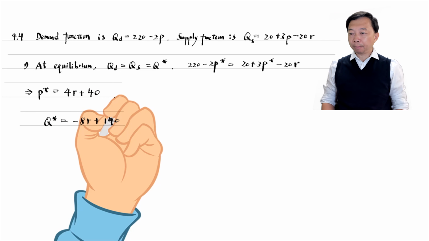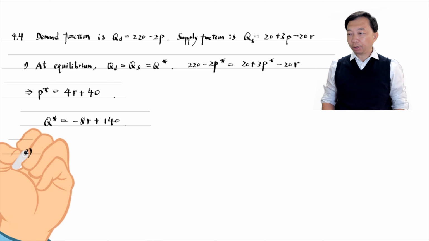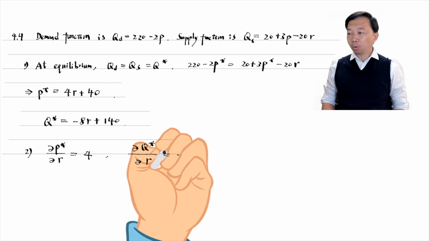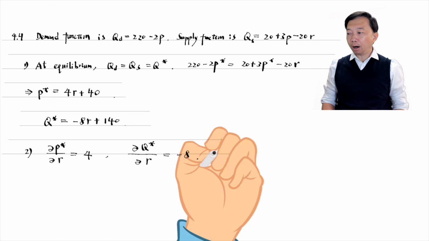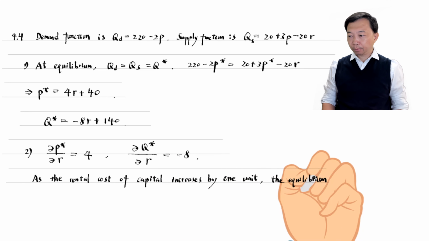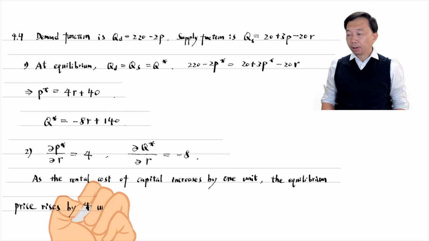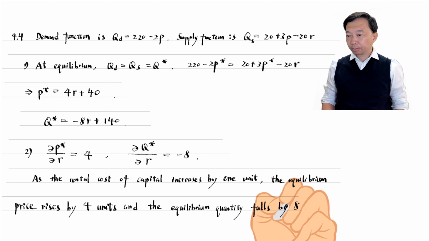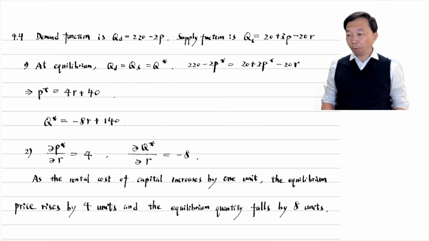In the second step, we differentiate the equilibrium price and quantity with respect to R. As the rental cost of capital increases by 1 unit, the equilibrium price rises by 4 units, and the equilibrium quantity falls by 8 units.